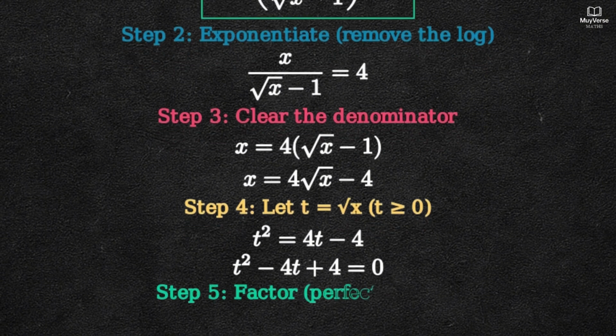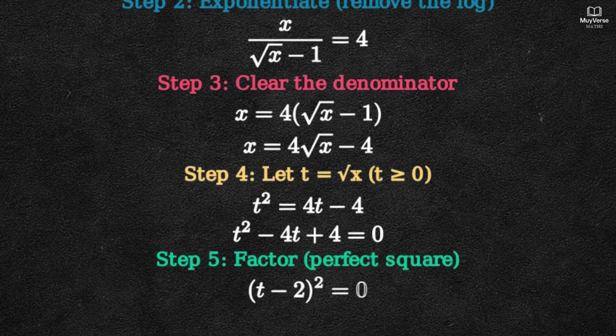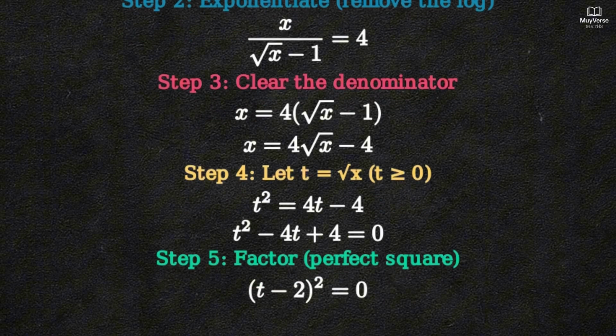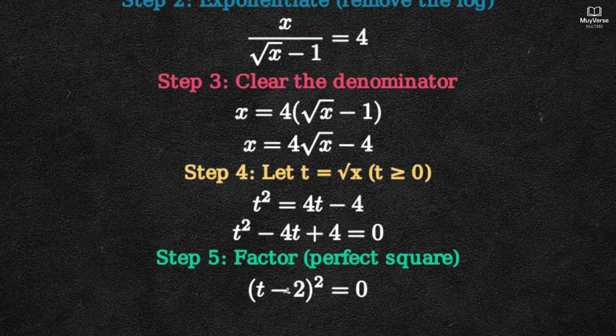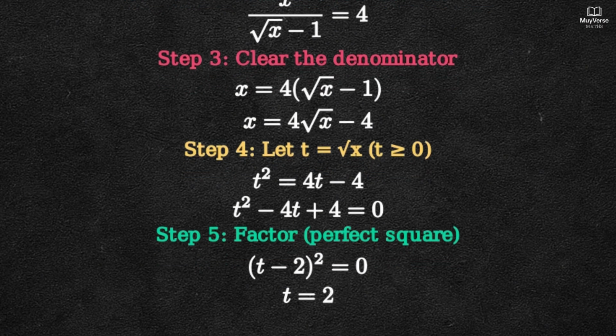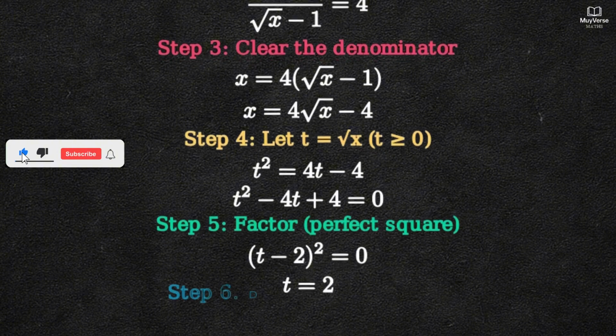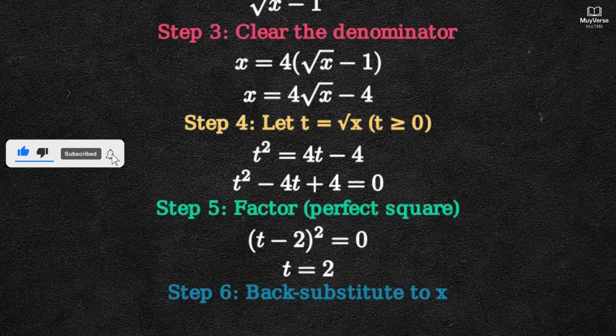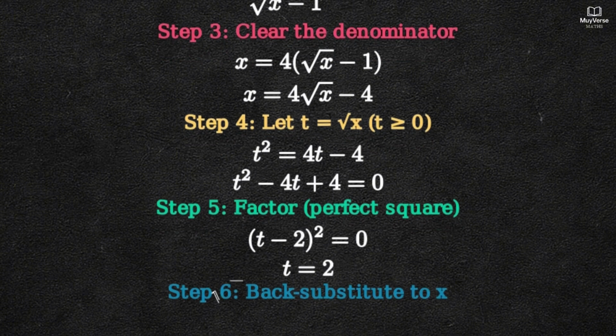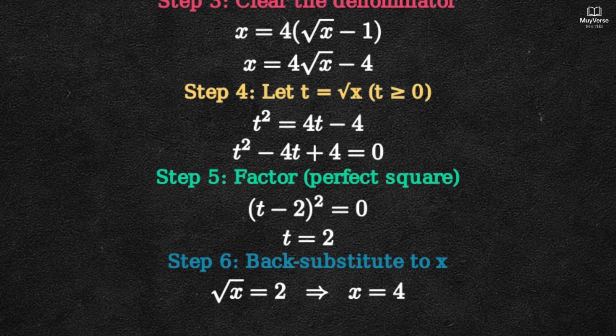Step 5. Factor the left-hand side as a perfect square. T squared minus 4t plus 4 equals t minus 2 quantity squared. Set it equal to 0. T minus 2 equals 0, so t equals 2. Step 6. Back substitute t equals square root of x. Square root of x equals 2, therefore x equals 2 squared, which is 4.